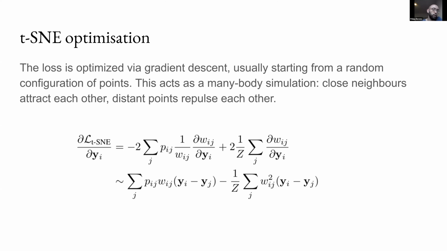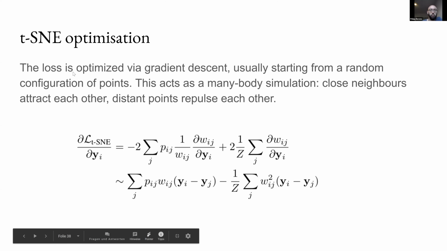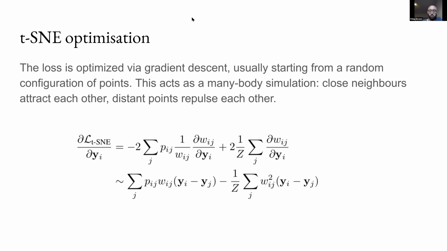Is this rough idea of tSNE optimization clear to everybody? No questions right now regarding that? Okay. Now there's a question, just a second. Okay, all clear, good.